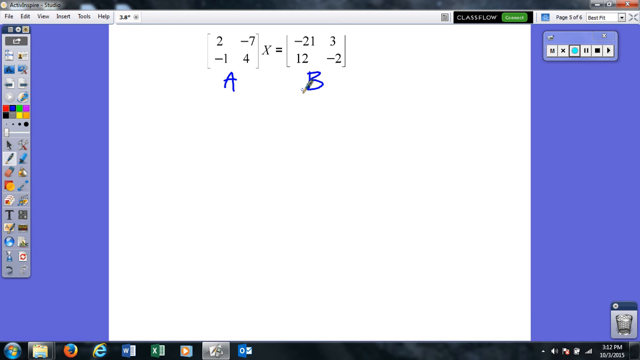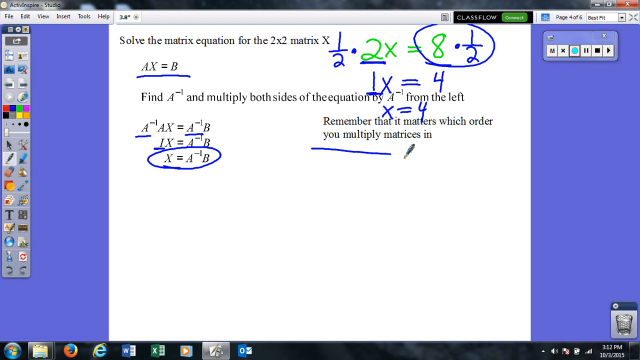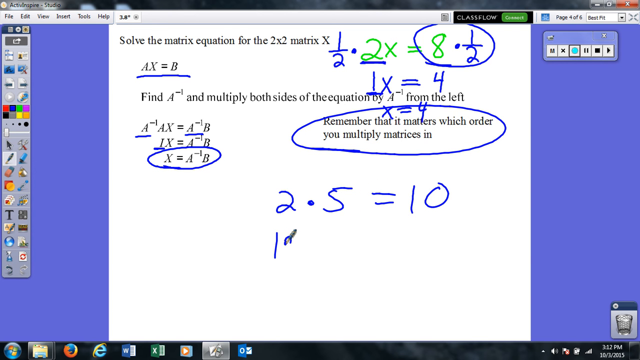Now it's very, very important when you are doing this to remember, and I should have mentioned this on the last slide, that it matters what order you multiply matrices in. If you multiply a matrix on the left side of another matrix versus on the right side, you will get different answers. That's not the case with normal multiplication. Think about 2 times 5, that's 10. Or if you do 5 times 2, that is also 10. Not the case with matrices.